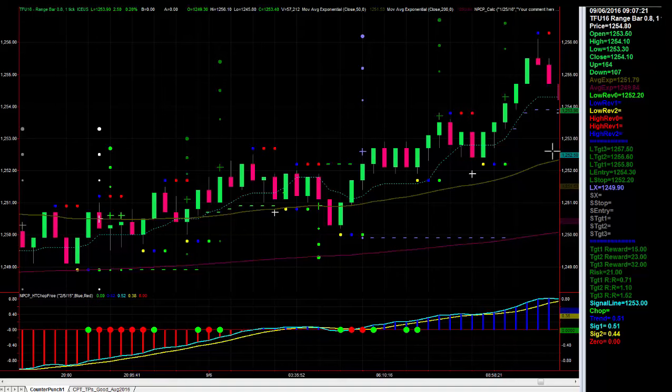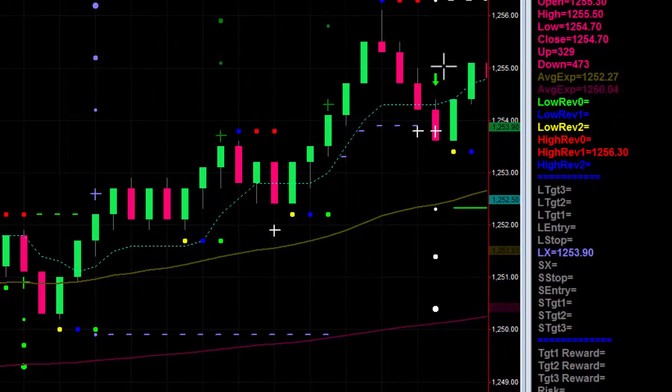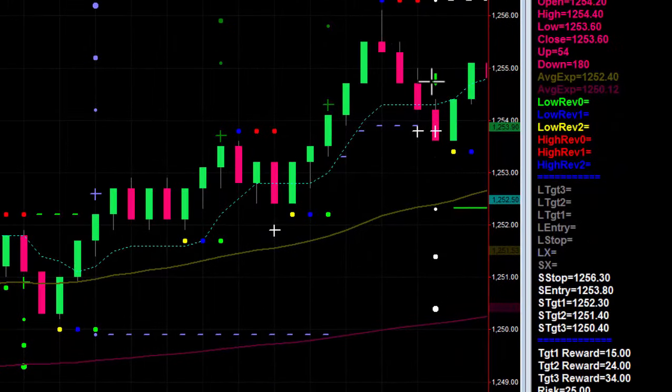Starts right at 9:30. So there's a short trade right here. And as soon as it triggers in, it actually triggers in on this green bar, right?